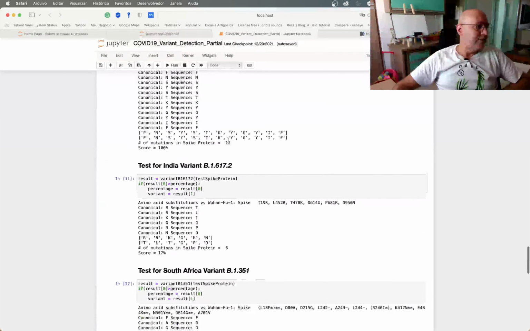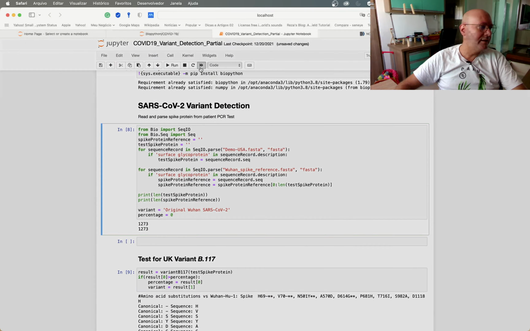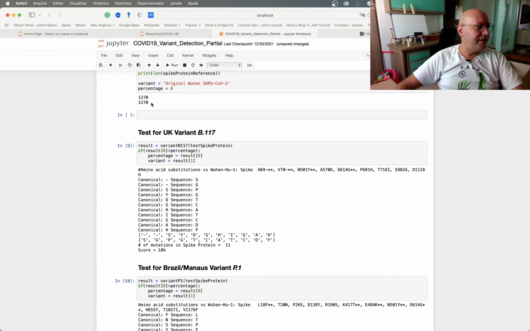So okay, we got the Brazil one. Let's pick up a USA one. Let's see what happens. I picked this randomly from NCBI. Let me run again and see the results. And here we go. It's running. This number here means that the protein has a big number of characters in my protein sequence there, right?